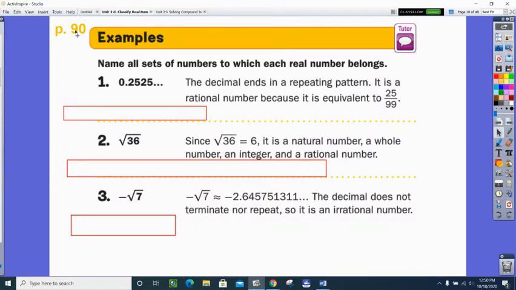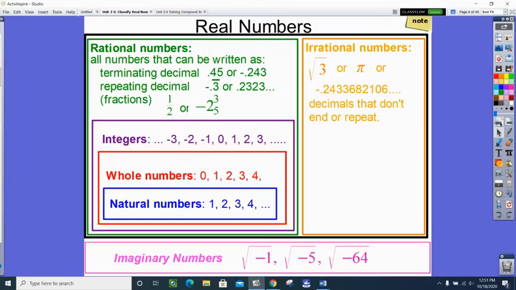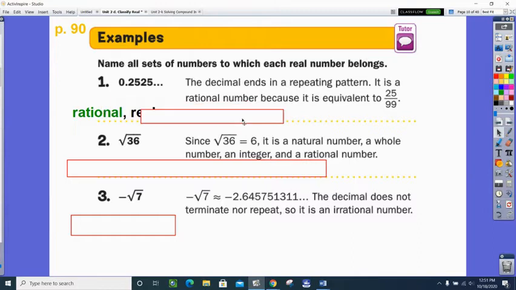So basically in your book on page 90, the first part of today's lesson is, can you tell what groups these numbers belong to? So name all sets of numbers to which the real number belongs. So 0.25, 25, 25, that is a repeating decimal. So if I go back and look right here, repeating decimals would be a rational number. So it starts in this group, and then belongs to any group above. So the rational numbers and the real numbers, rational and real.